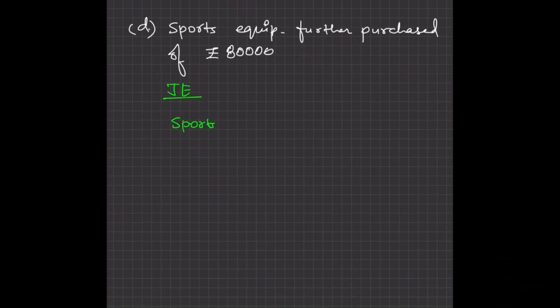Sports equipment further purchased of rupees 80,000. So the journal entry would be: sports equipment, which is your asset account, debit 80,000 to bank account. That is the first journal entry you will do.